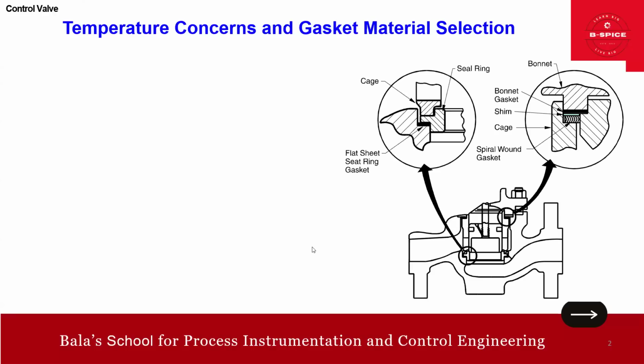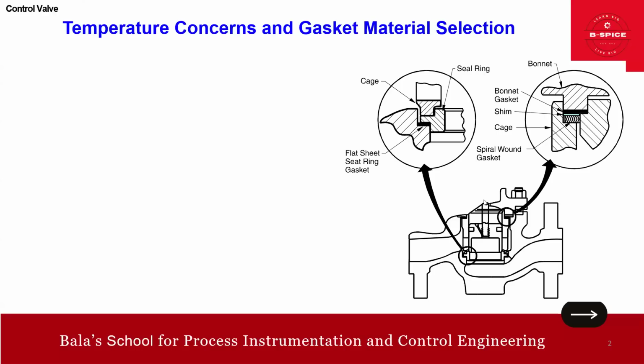Okay, the topic is temperature concerns and gasket material selection. So now focus on this diagram. As you can see here, you have this control valve diagram, right? This is your bonnet gasket, and here this is a spiral wound gasket. As you can see, the V-type structure.